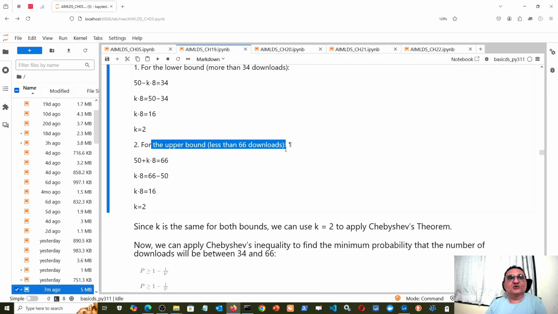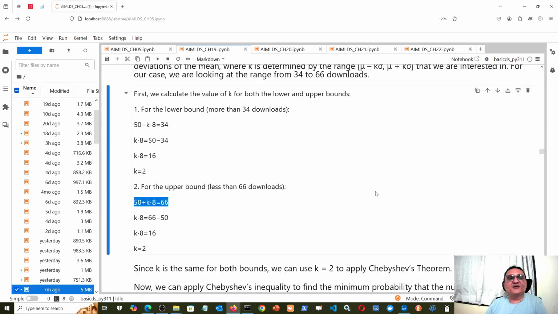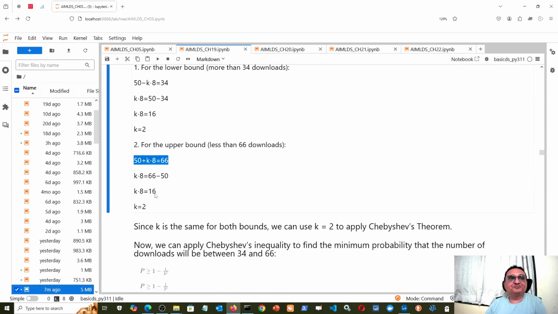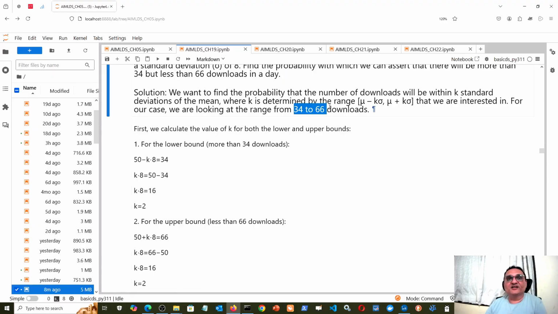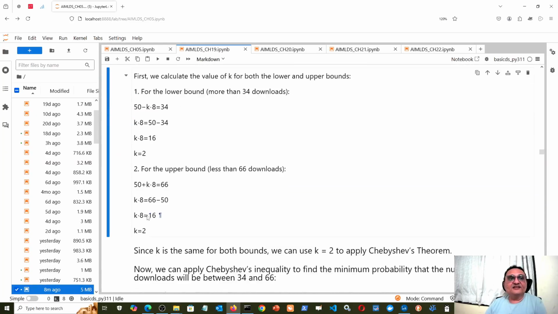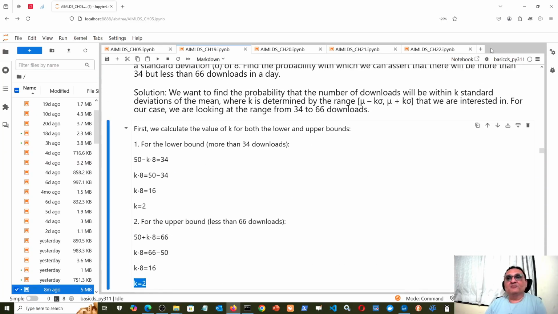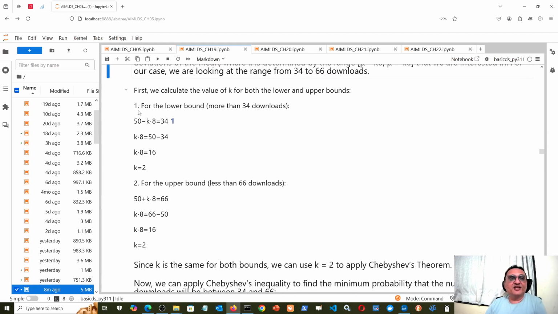Similarly for the upper bound, 50 plus 8k equals 66, or 8k equals 66 minus 50, that is 16, so k equals 2 again. So the range given to me, 34 to 66 downloads, is k standard deviations from my mean of 50. It is 50 minus 8 multiplied by 2, that is 34, and 50 plus 8 multiplied by 2, that is 66, right?